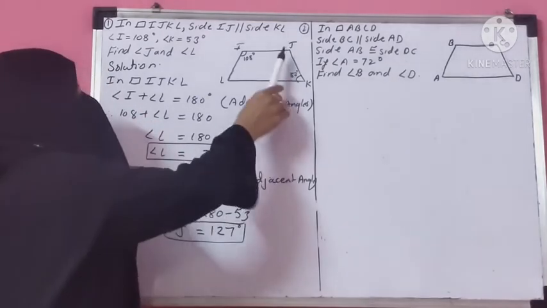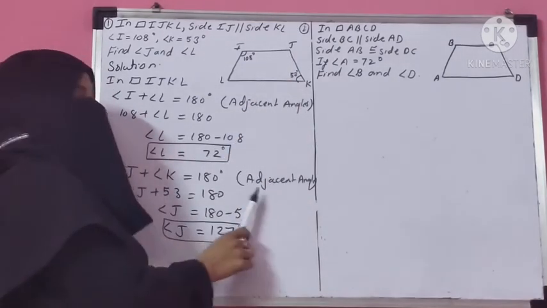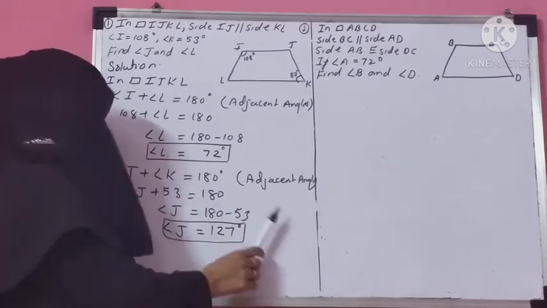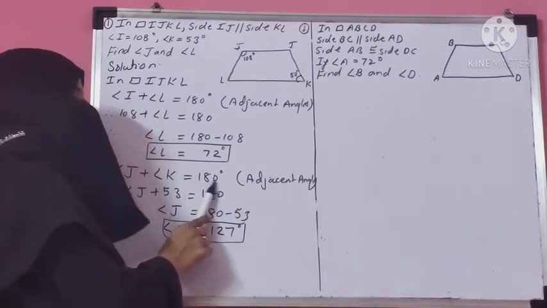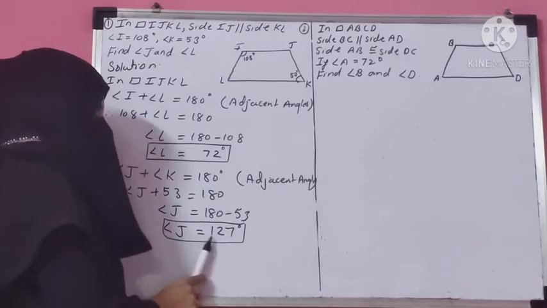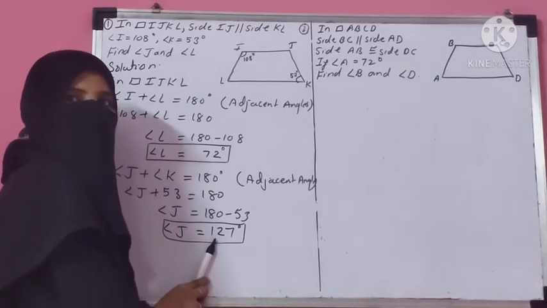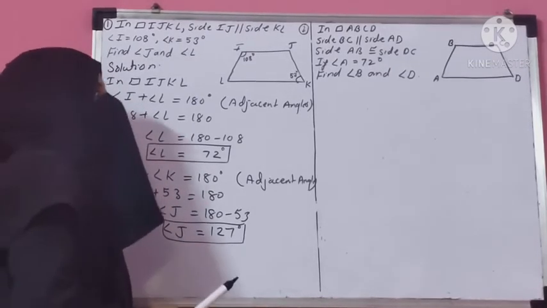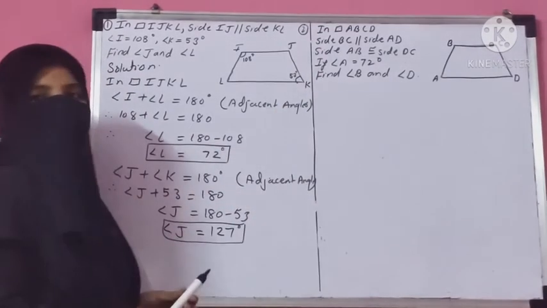Now similarly, on this side angle J and angle K are also adjacent angles, so they are supplementary. So angle J plus angle K is 180. So here you get the value of angle J as 127 degrees. Okay. Now move to the next, that is question number 2.